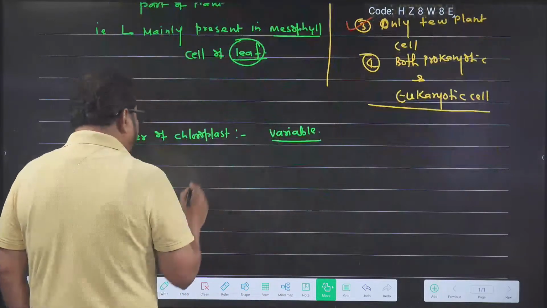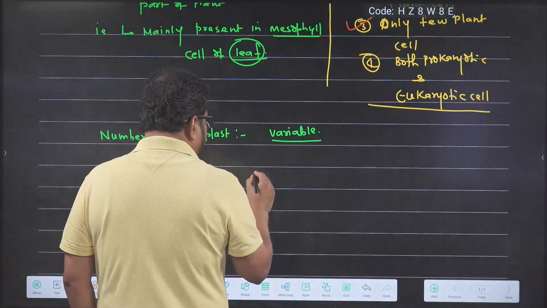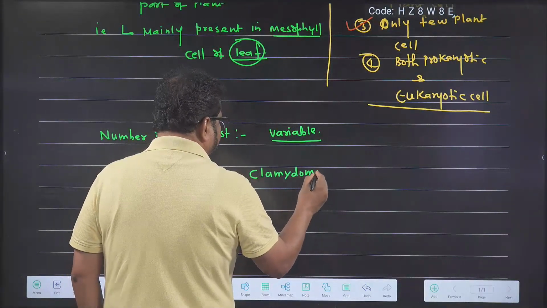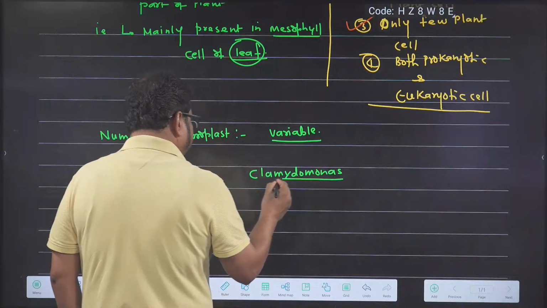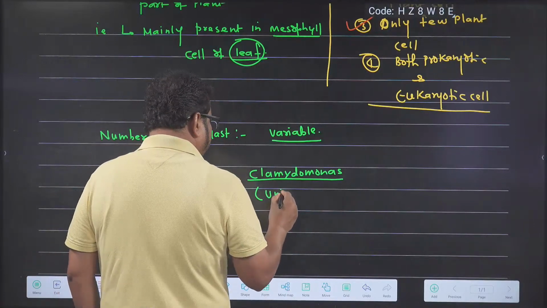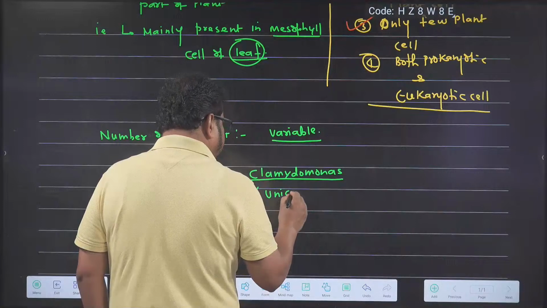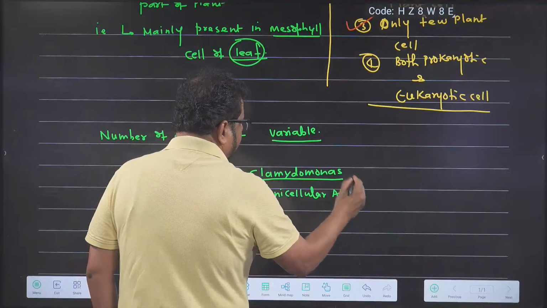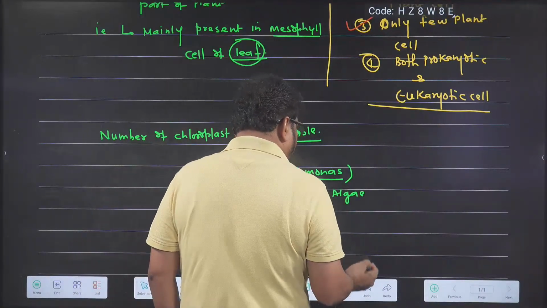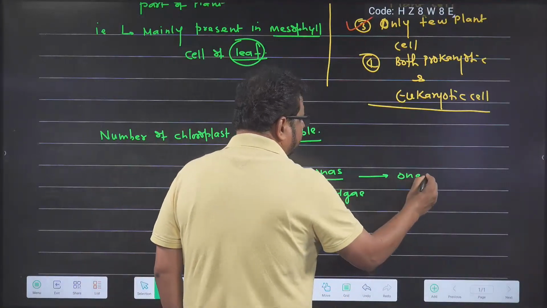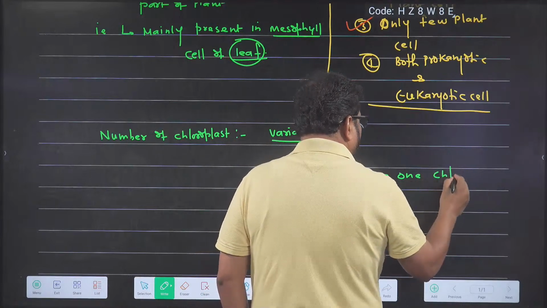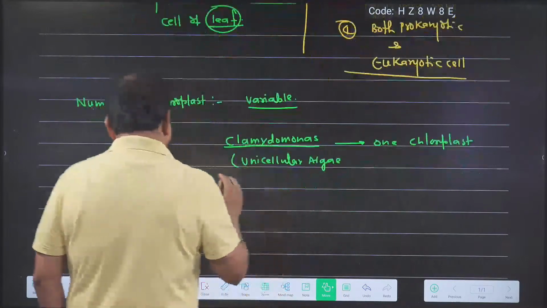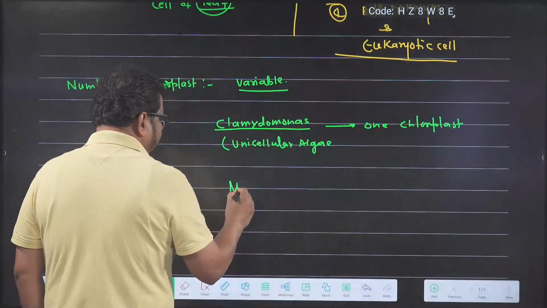NCERT has given two examples. One example they have written is Chlamydomonas. It is an algae, a unicellular algae, single cell algae. In Chlamydomonas, how many chloroplasts are present? One chloroplast present. Another example your NCERT textbook wrote is mesophyll cell.